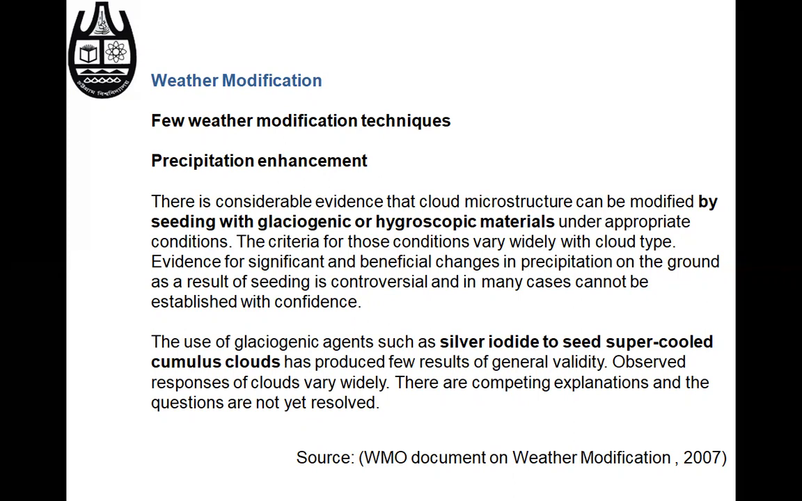If you add glaciogenic components, these supercooled clouds become cooler, which makes the temperature lower. When the temperature is lower, all the vaporized atoms come together and form heavy droplets, and then they become watery and want to fall down.